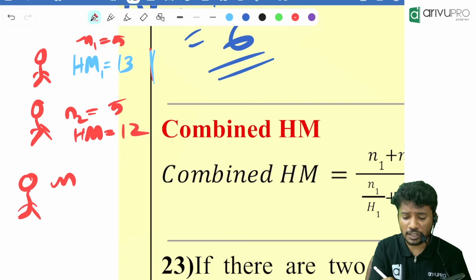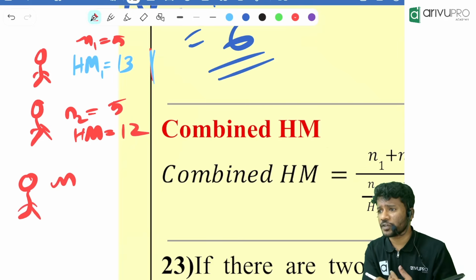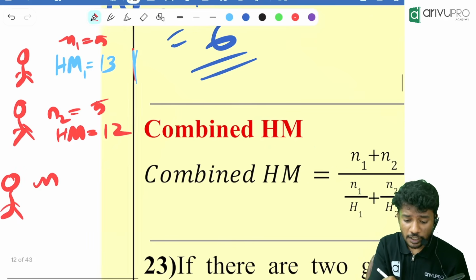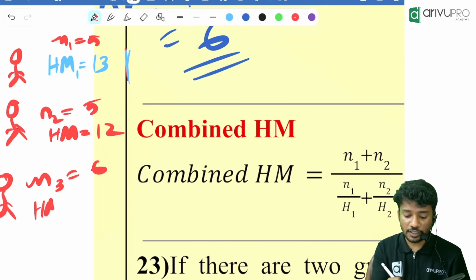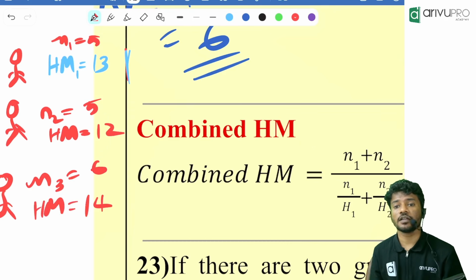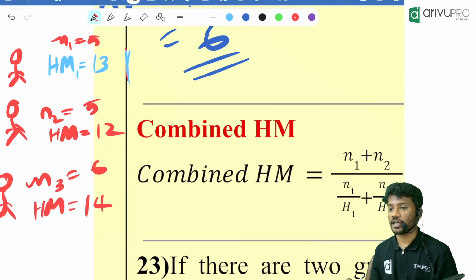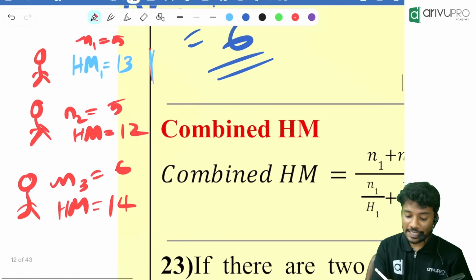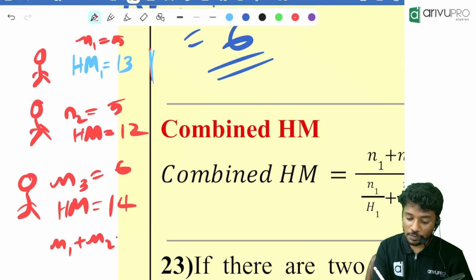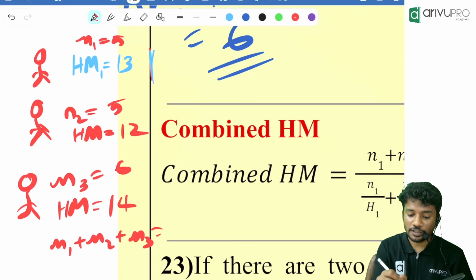That time he decided, yesterday it was less, I should put in more effort. He ran 6 times. Then he found the average speed is around 14. So these are the scenarios. Now we are going to find the average speed of this person for the last 3 days. It's very easy. N1 plus N2 plus N3 is the total number of times he ran.